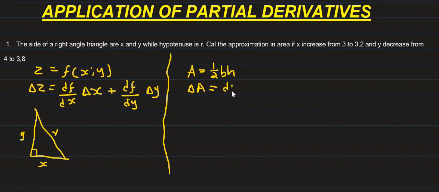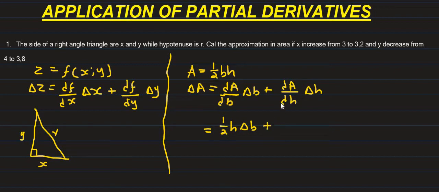We say the change in A is the derivative of A with respect to base multiplied by change in base, plus the derivative of A with respect to h multiplied by change in h. So we derive with respect to base, which gives half h, multiplied by change in base, plus derived with respect to h, which leaves half base, multiplied by change in height.